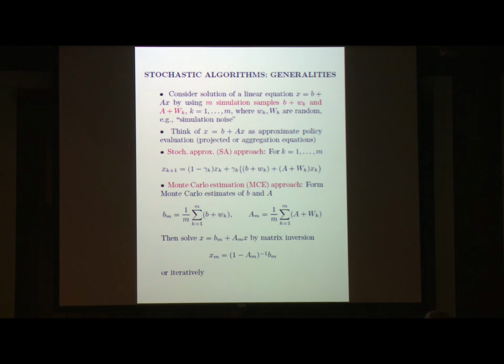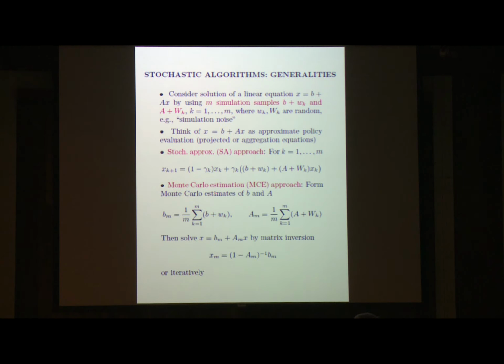Now there are two kinds of methods. One is called stochastic approximation. It's a stochastic iterative algorithm whereby you start with a certain vector x0, some guess of the solution, and then you use the current sample to evaluate the sample version of the right-hand side of this equation, the sampled b and the sampled A multiplied with x_k. That gives you sort of a direction to go. However, because this term is random, you should not go too far. You should use some kind of a step size, gamma k.